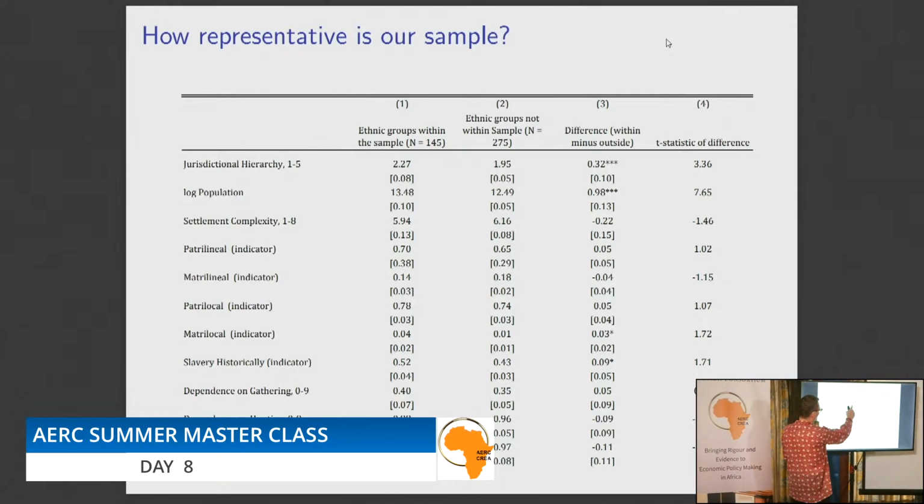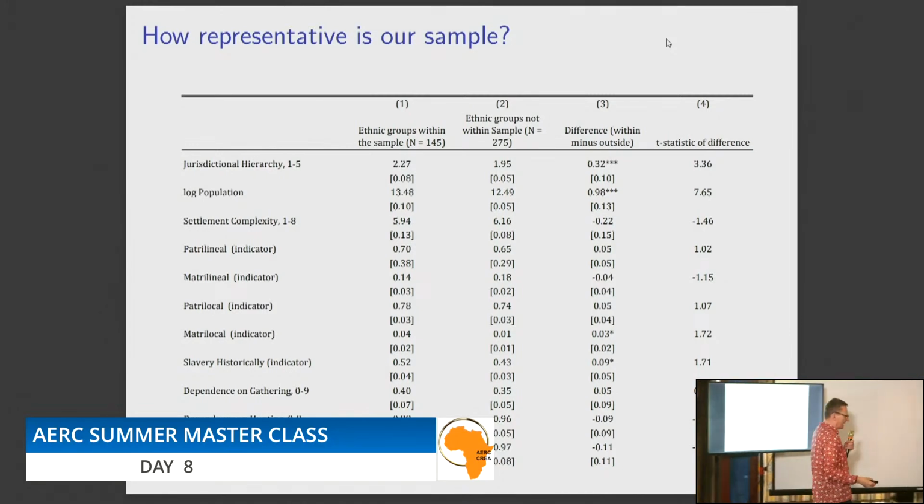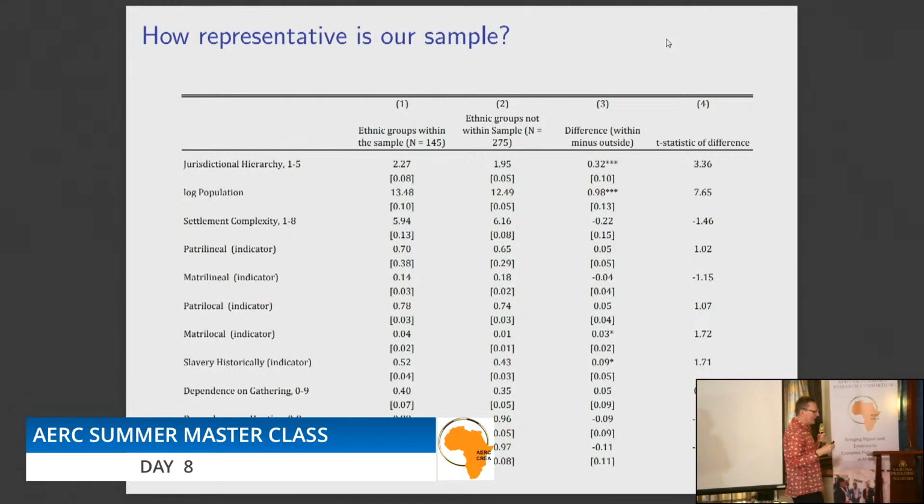So for example, what does this tell you? Well, this is levels of jurisdictional hierarchy. This is a variable in the Ethnographic Atlas which captures how state-like were you? Like how state-like were these African people?